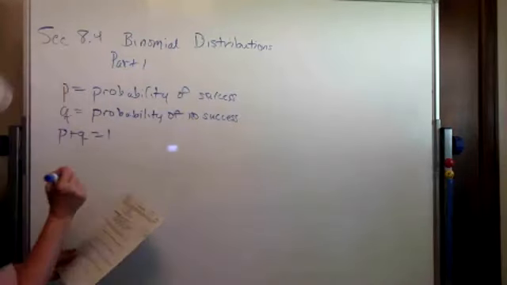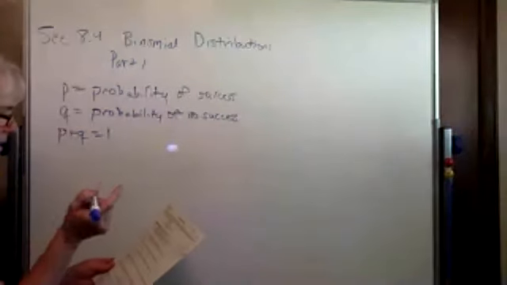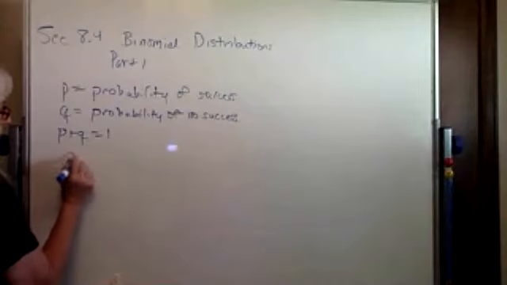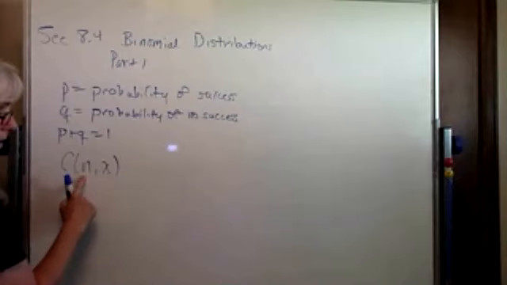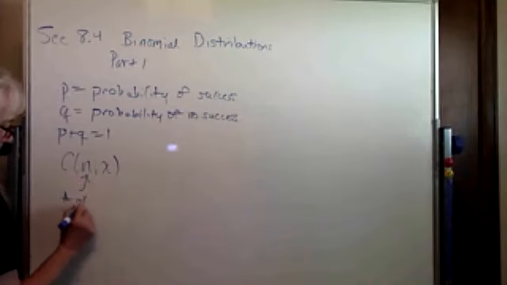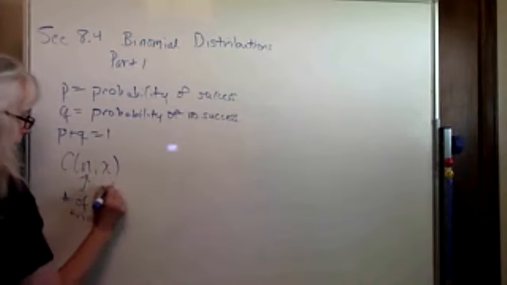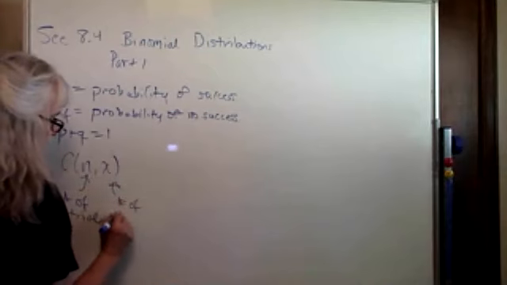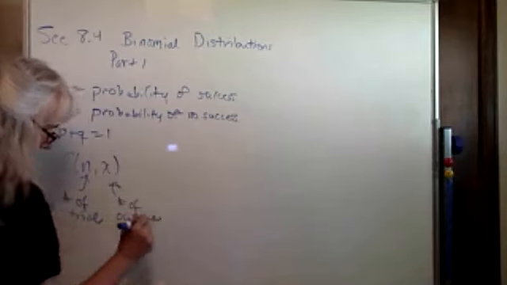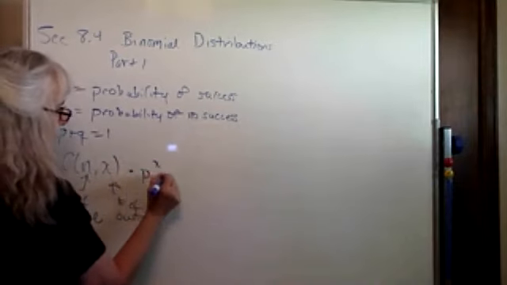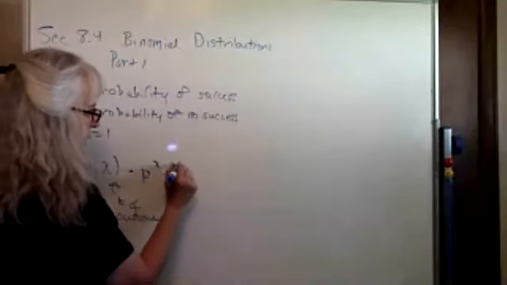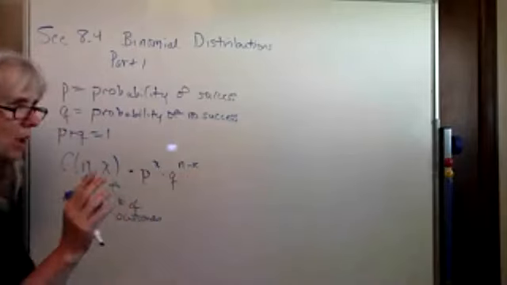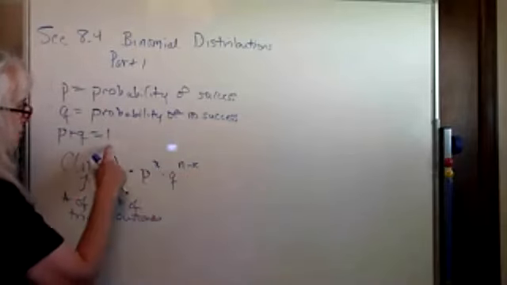The probability of exactly X successes in N trials is given by C(N, X), the combination of N items taken X at a time, where N is the total number of trials and X is the number of successes that you want, times P to the X power times Q to the N minus X power. So it's an ugly looking formula, but luckily there are some things that help it make sense in your brain. The P and the Q together have to add to 1.